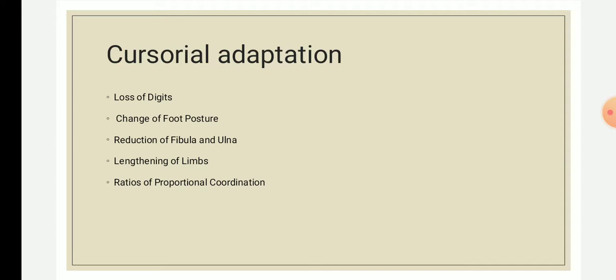Okay. Then the next point is the lengthening of the limbs. Lengthening of the limbs is essential for long strides. Thus this will increase the length, both actual and relative. And thus what happens is that the concentrated muscle of the proximal part of the limbs will transmit coordinated power to the lower legs through the attached tendon.